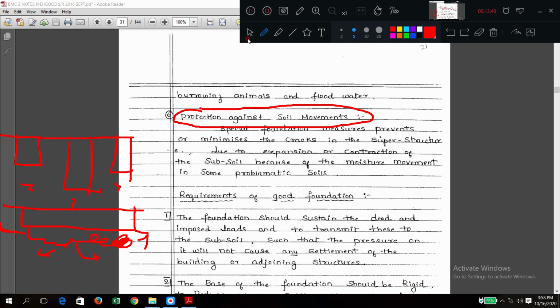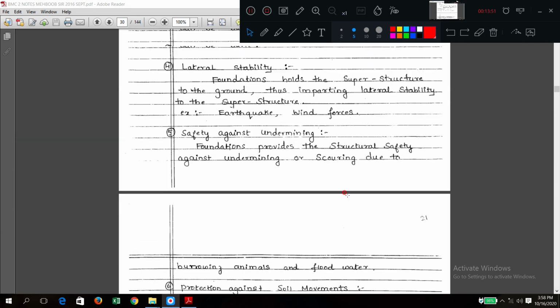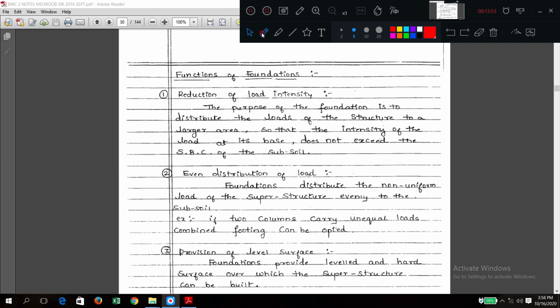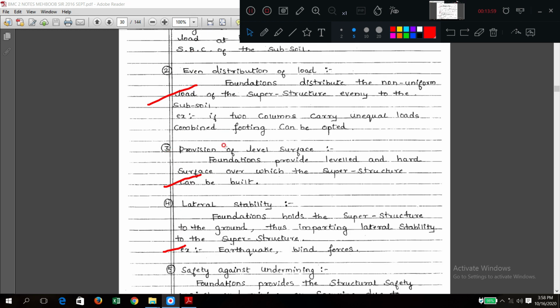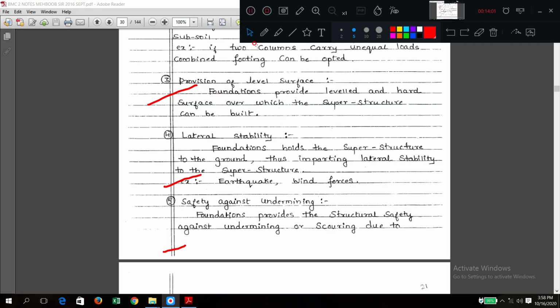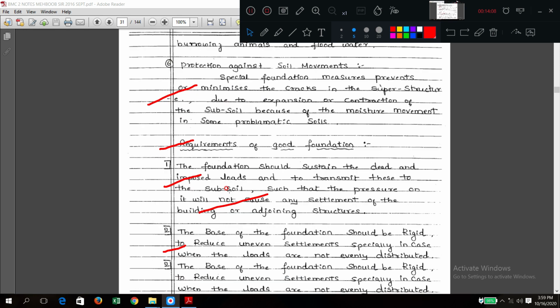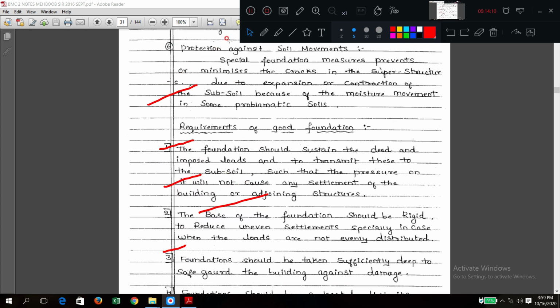So how many functions are there? From the exam point of view: reduction in load intensity, even distribution of load, level surface, lateral stability, undermining safety, and the last one, protection against soil movement. These are the functions of foundation.